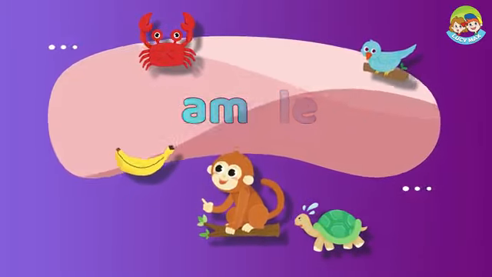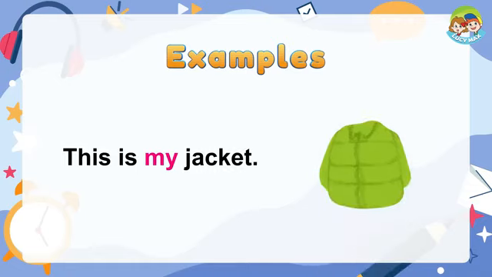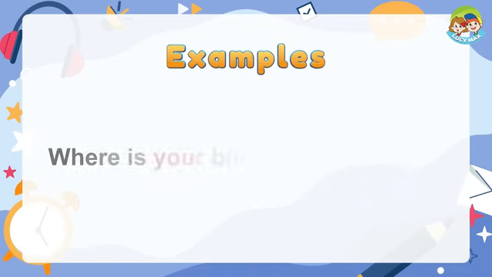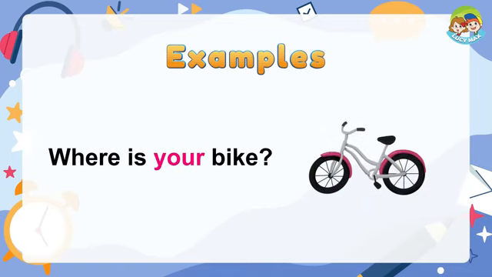Examples. Let's look at some examples. This is my jacket. My is the possessive adjective. Jacket is the noun. Where is your bike? Your is the possessive adjective. Bike is the noun.